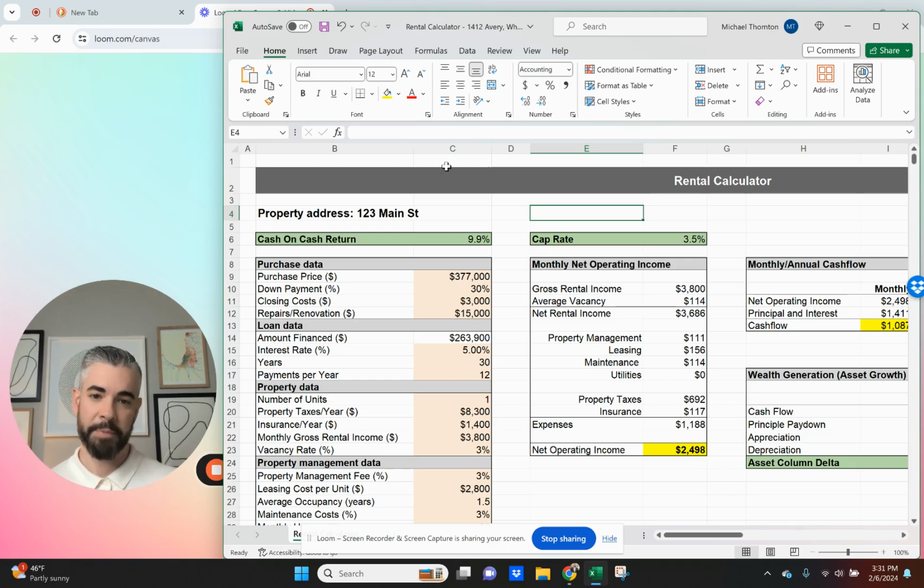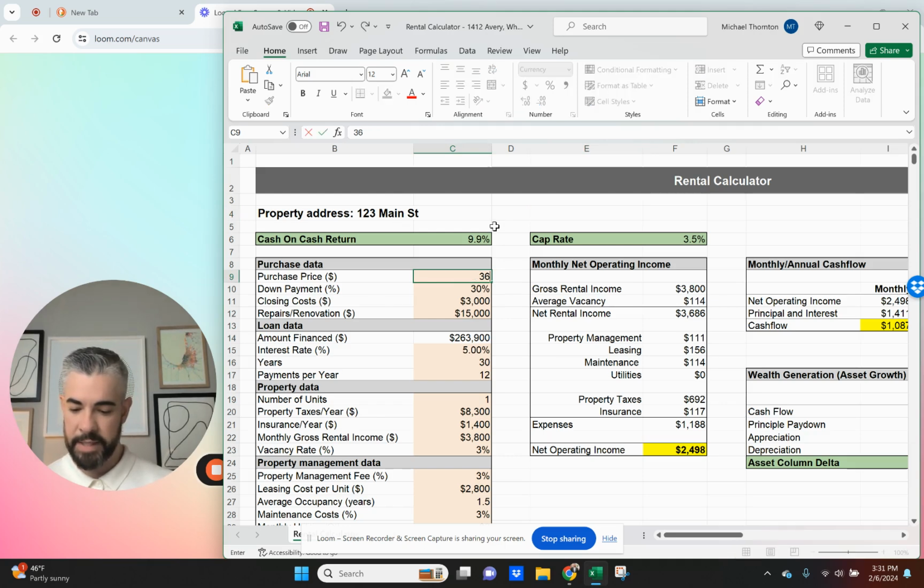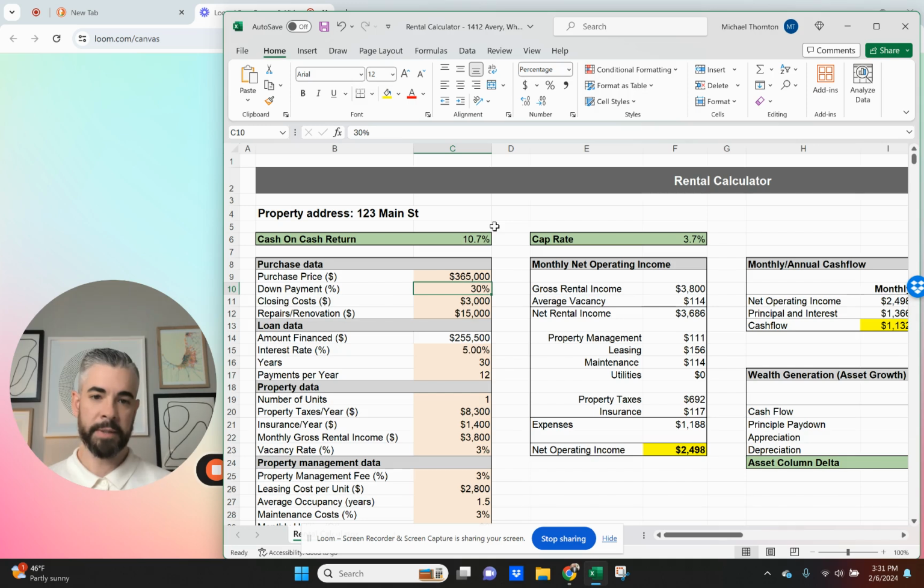But let's jump into this. This was an actual property that we analyzed. Let's just call it 123 Main Street. This is one that was listed for 365. So let's do an analysis based on that. What's interesting about this property is it's a single family home, but there's actually an opportunity to rent out the lower level. There's a separate entrance. There's a kitchenette down there.